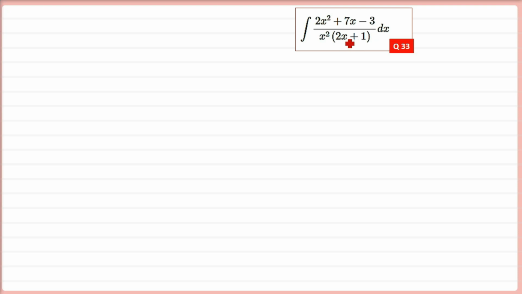And this question, now this seems to be a different kind of question, but let me write it. How to write this? The integration will be something like this. We have 2x square plus 7x minus 3 divided by x square.